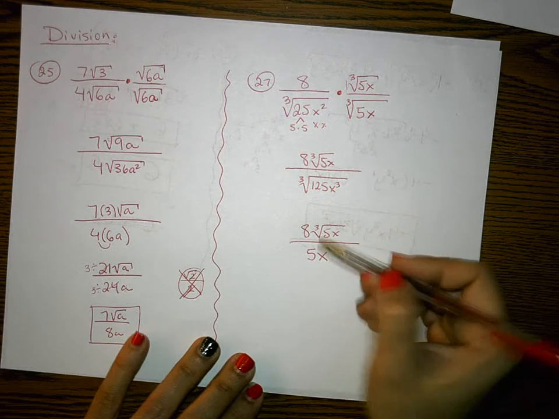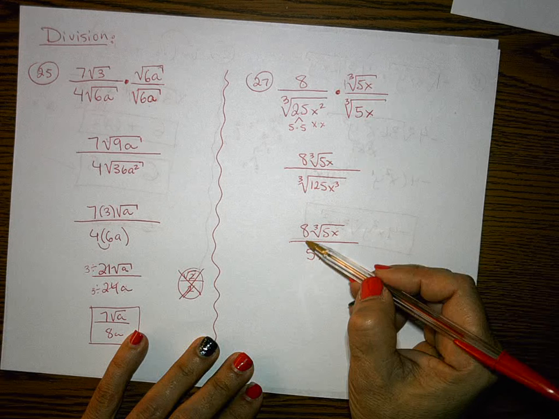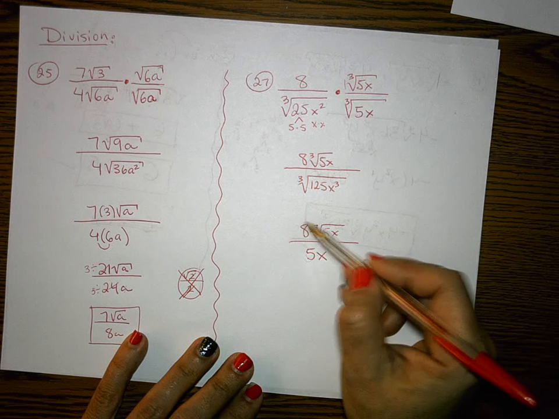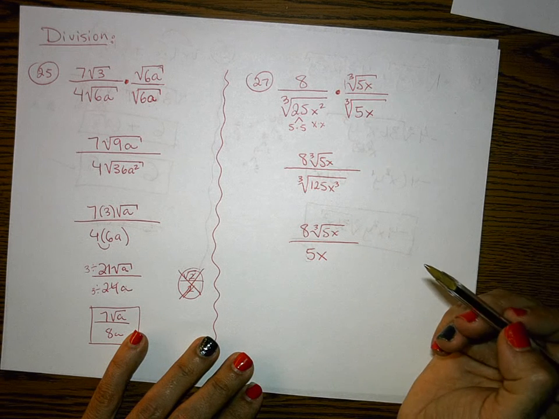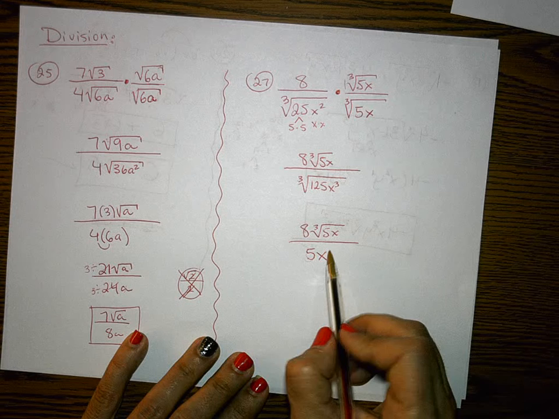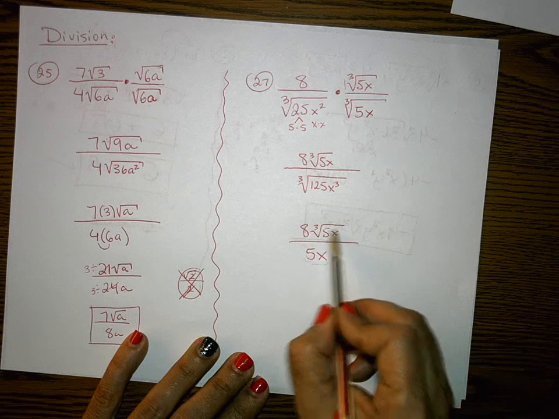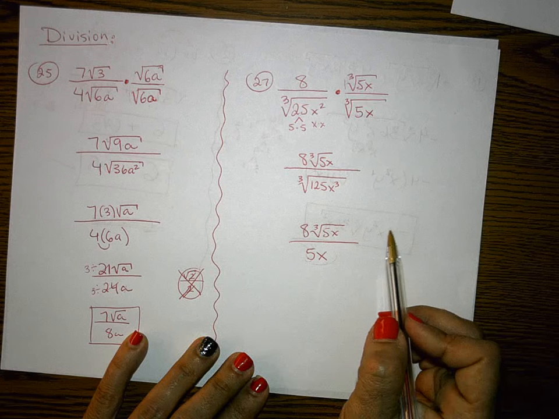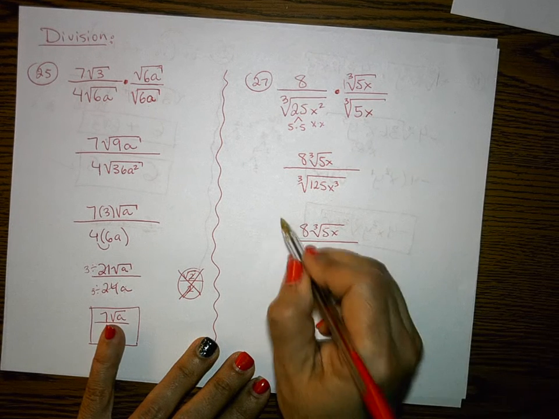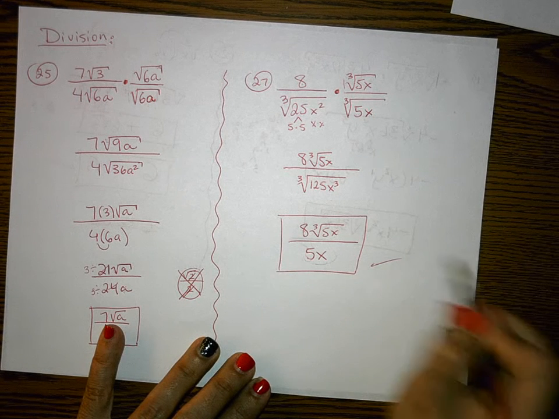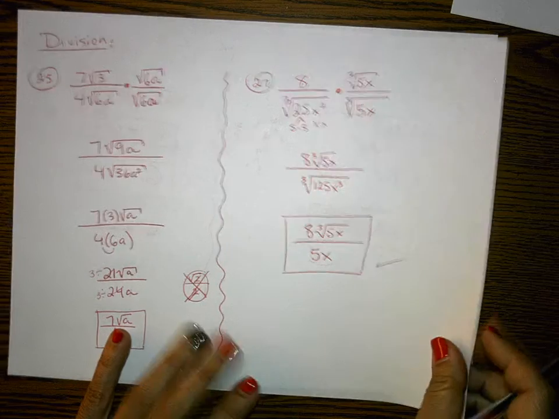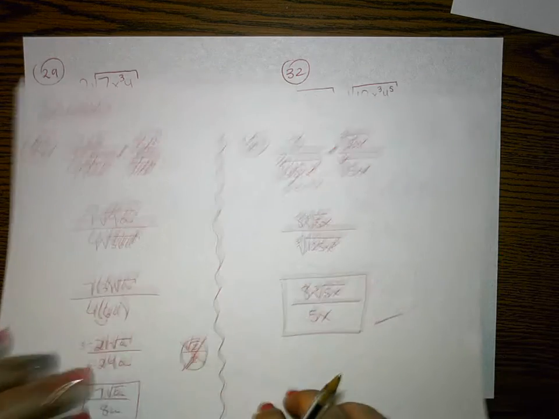We could simplify, if we could, the 5 with something here, but 8 and 5, we can't simplify it. Again, don't you dare simplify the 5x with the radicand of 5x. That is very wrong. We are done simplifying it, okay? And that's good. Let's see if we have another division problem here to help you.